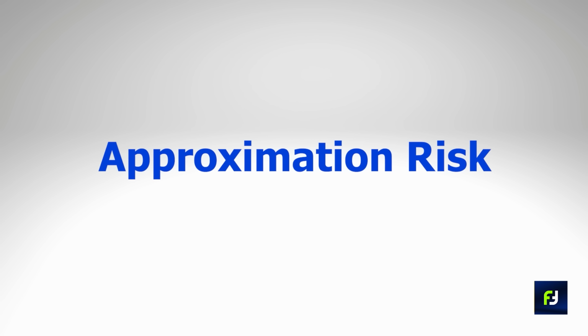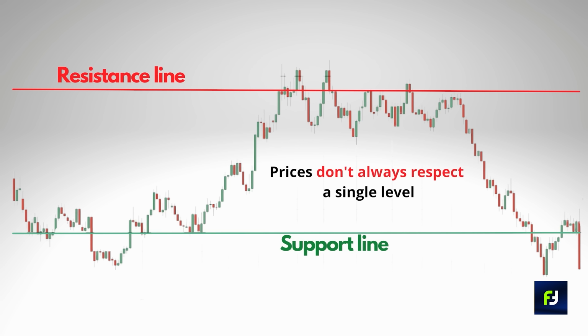Here's an important mistake that most traders make while plotting the support resistance levels: the approximation risk. Generally, when identifying the support resistance, you run into approximation risk. The thing to understand is that the market will not respect just a single price level, but rather a group of corresponding price levels or an area of prices.